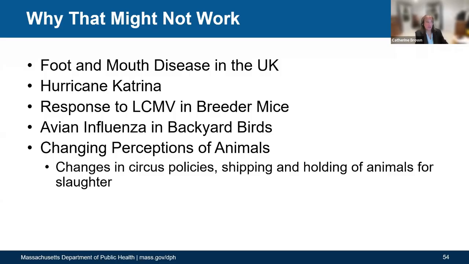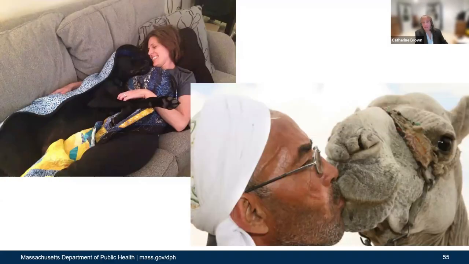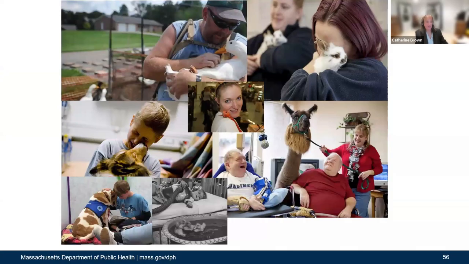And then I think there's also just these changing perceptions of animals. There have been changes in circus policies, the changes in shipping and holding of animals for slaughter. There's just a lot of different ways that we can see in our society that we are changing the way we think about animals. And then there's this, right? People love their animals, and they love them in many different ways and many different species of animals that you may or may not find personally attractive, but to somebody else, they are their companion, they are their friend.